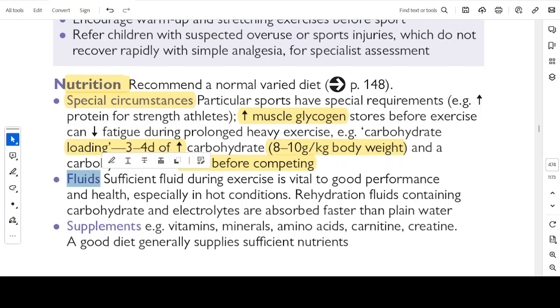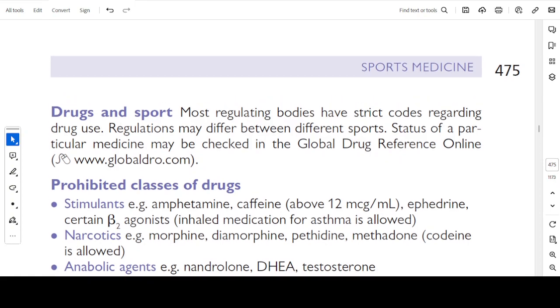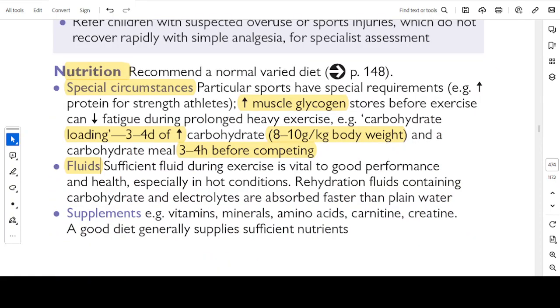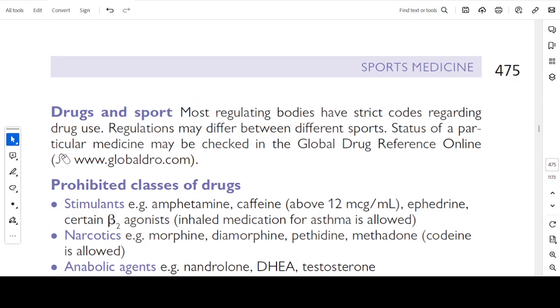Fluids. Sufficient fluid during exercise is vital to good performance and health, especially in hot conditions. Rehydration fluids containing carbohydrate and electrolytes are absorbed faster than plain water. Supplements: vitamins, minerals, amino acids, carnitine and creatinine. A good diet generally supplies sufficient nutrients.